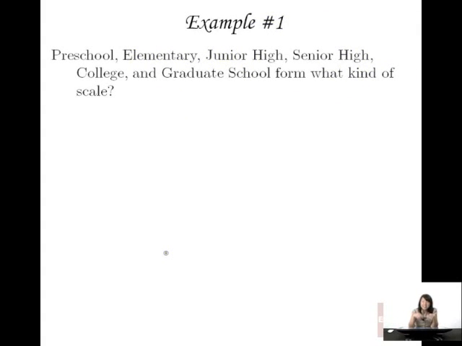All right, so now let's look at some examples to exercise these concepts. So here we have preschool, elementary, junior high, high school, college, and graduate school. What kind of scale do they form? Well, let's see. Preschool, elementary school, junior high, senior high, college, graduate school, they have an order, right? So order. Check. Is there even intervals? Well, not really. The difference between preschool and elementary school, so preschool might take maybe 2 years, and elementary school might take like 6 years, right?